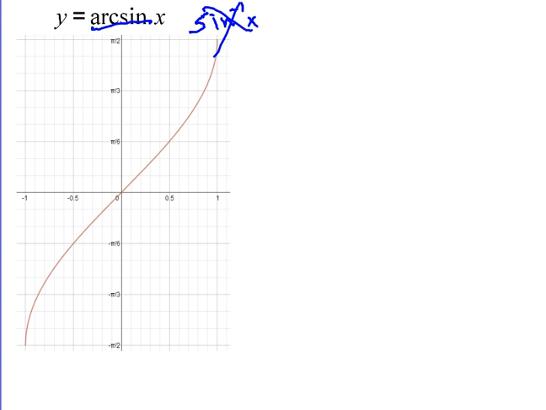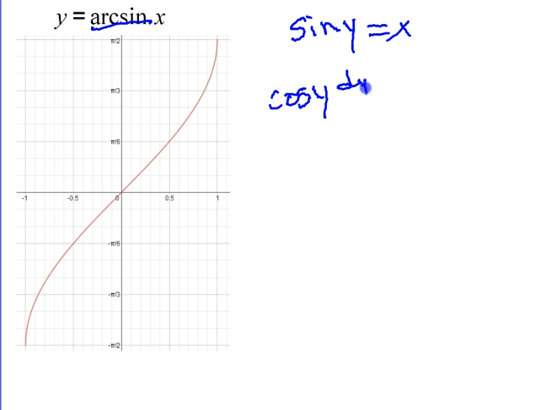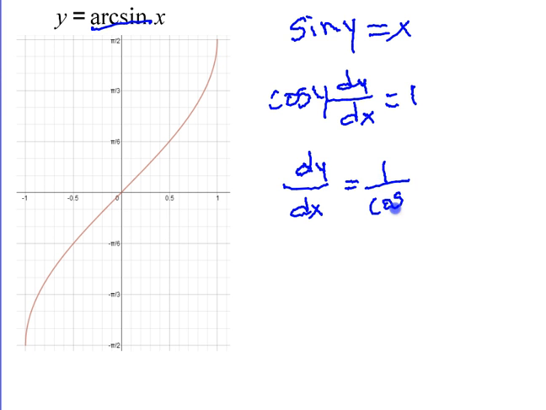Now let's try to take a derivative of this, and we're going to use some trig identities to come up with a rule here. So in order to take a derivative, let's rewrite it and say that if y is equal to the arcsine of x, then the sine of y is equal to x. If we take the derivative of both sides with respect to x, or implicit differentiation, we get cosine y dy dx is equal to 1. Okay, little chain rule there, the dy dx is going to pop out. And so if we solve for dy dx, that's simply equal to 1 over cosine of y.